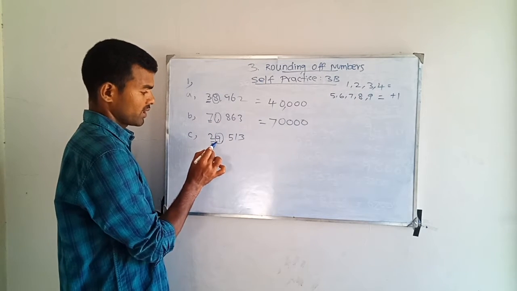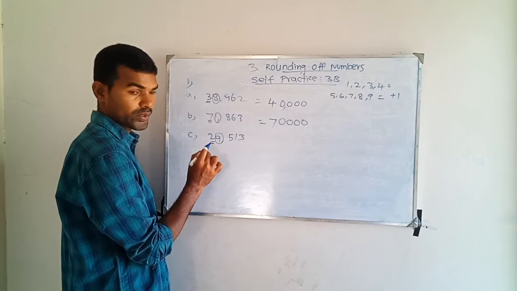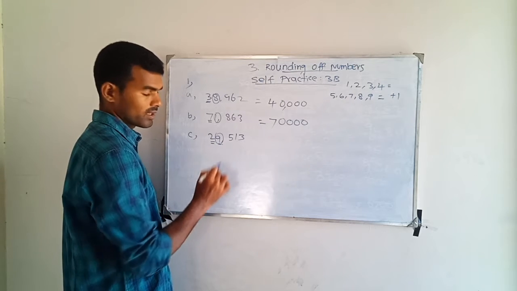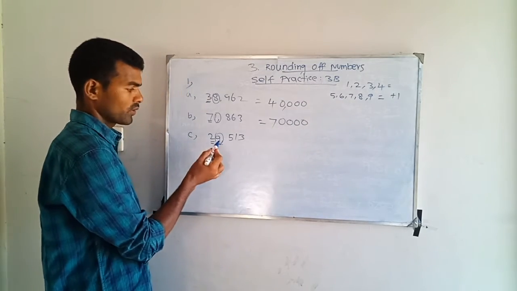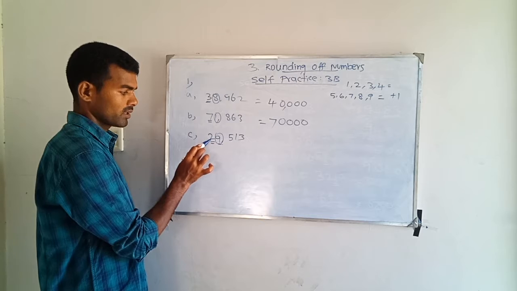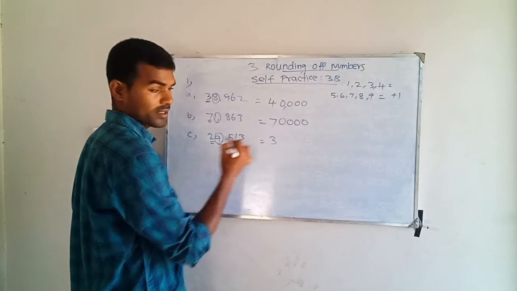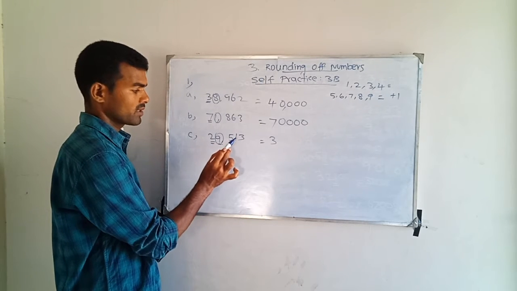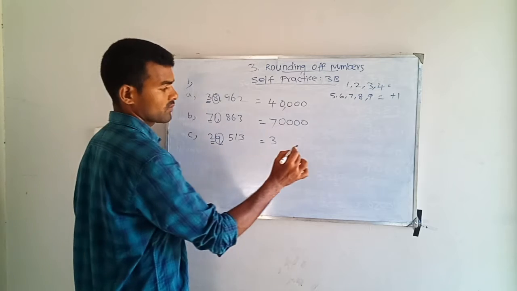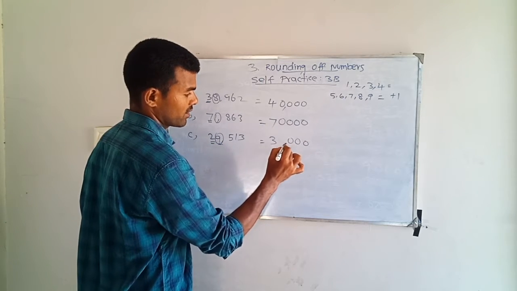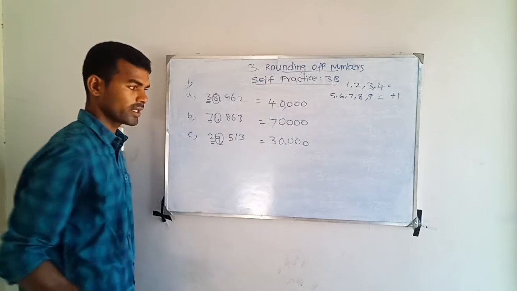Now see that it is 29,513. To the nearest 10,000, look at the thousands place. It is 9, a digit above 5. So add plus 1 to the 10,000 place. 2 plus 1 is 3. So the 10,000 place is 3, with ones place 0, tens place 0, hundreds place 0, thousands place 0. Okay, this is the answer. 30,000 is the answer.